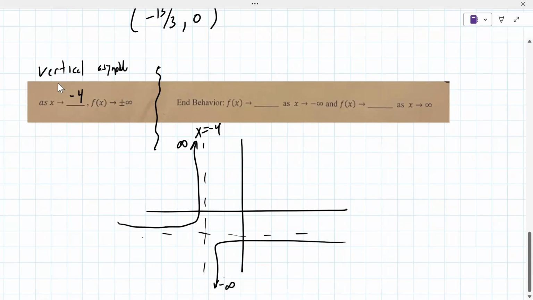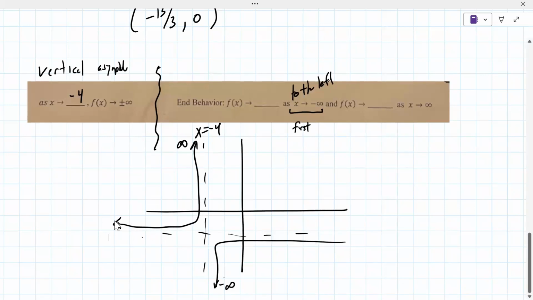But the first thing here is vertical asymptote. The end behavior, again, this is really awkward. You actually want to read it like this part first. The x goes to minus infinity. You really want to read that first. So that means to the left. That means as you traverse the curve to the left forever and ever and ever.